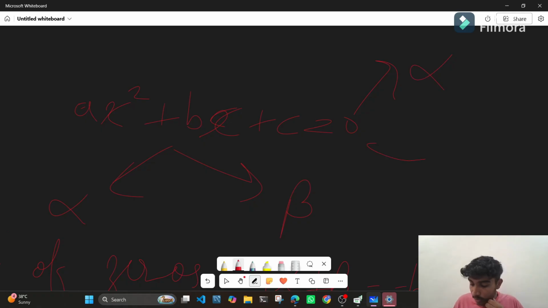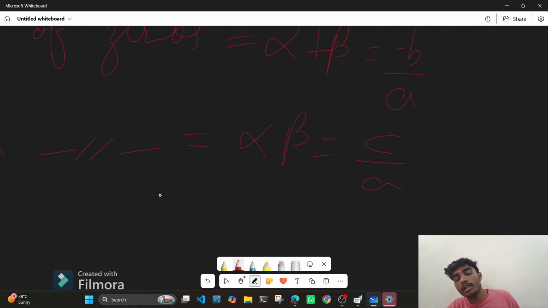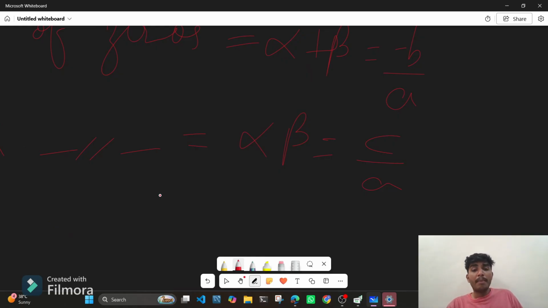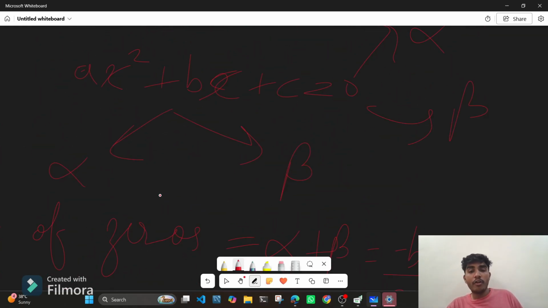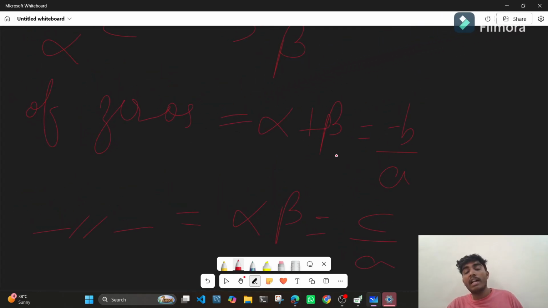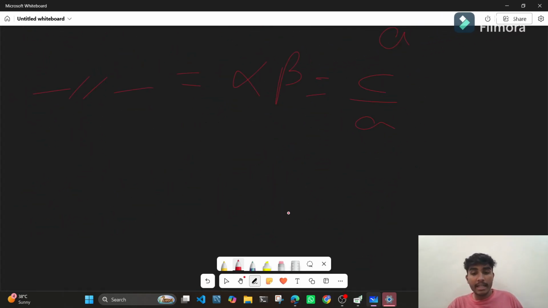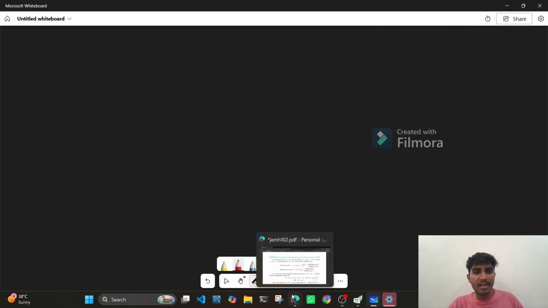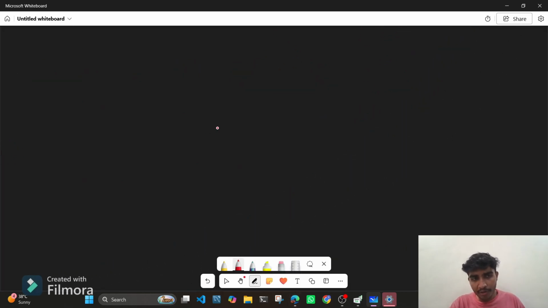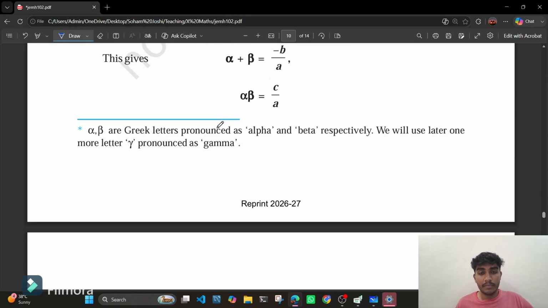I know you can just find out the roots by using the splitting the middle term method and then sum them or multiply them. But this is the general formula to find it: for ax square plus bx plus c, the sum alpha plus beta is equal to minus b by a, and alpha beta is equal to c by a. So this is the general formula. We can also see an example over here.